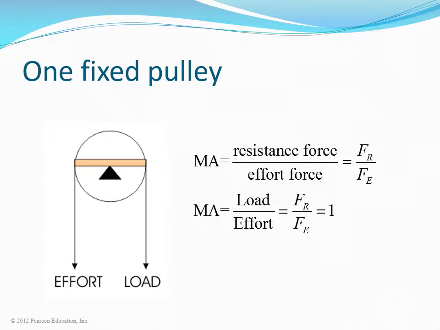For one fixed pulley, the effort is equal to the load. The effort force is equal to the tension in the cable. The resistance force is also equal to the tension in the cable and must equal the load. The mechanical advantage of a fixed pulley is equal to 1. The pulley changes direction of the effort force but does not reduce the effort force.